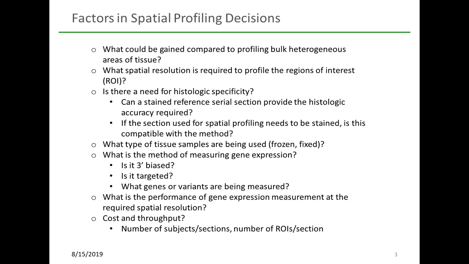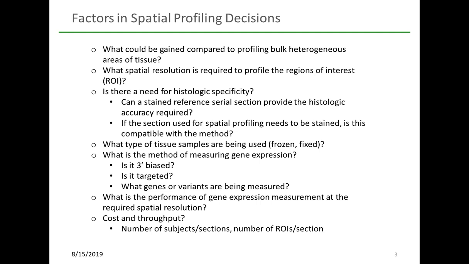And another question is ultimately, what is the performance? What is the gene expression measurement, both the sensitivity and the spatial resolution that can be achieved? Can the platform deliver the spatial resolution that you need to measure the area that you're interested in, and can it do so with sufficient sensitivity and specificity?